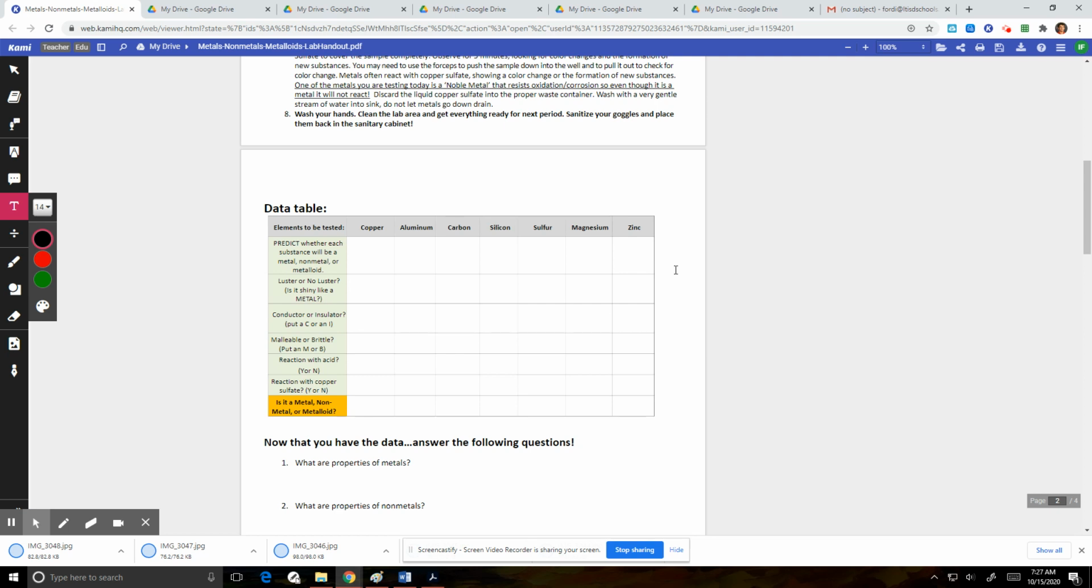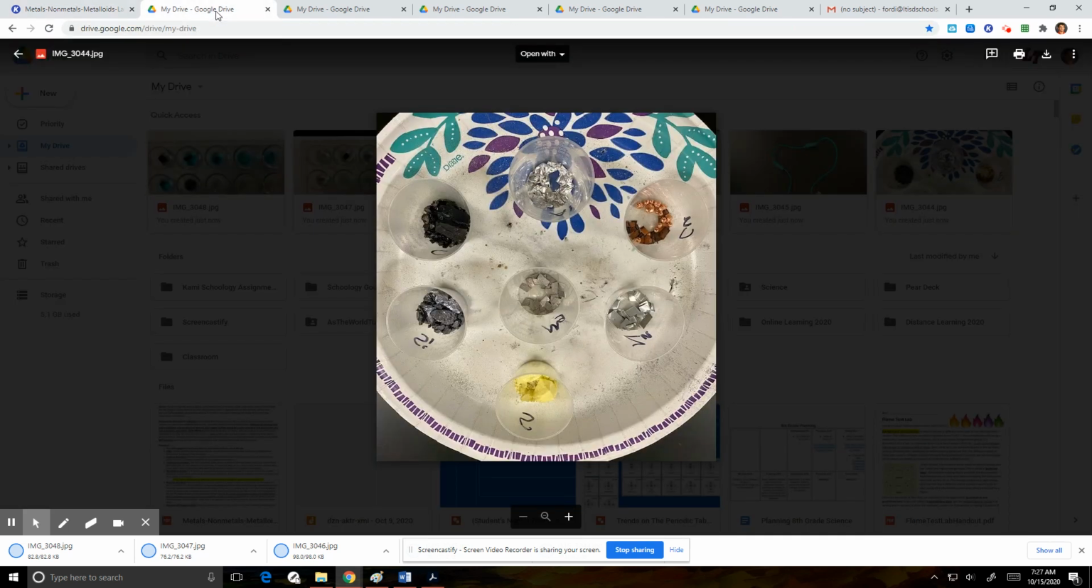The next thing you're going to fill in your data table is whether they have luster or no luster. And luster means whether they are reflecting light and are they shiny like a metal is the standard that we're going to use here. So as we go through these samples, we can see that carbon is here. I would say that carbon does not have luster. It's more like a glass. It does reflect light, but not like a metal.